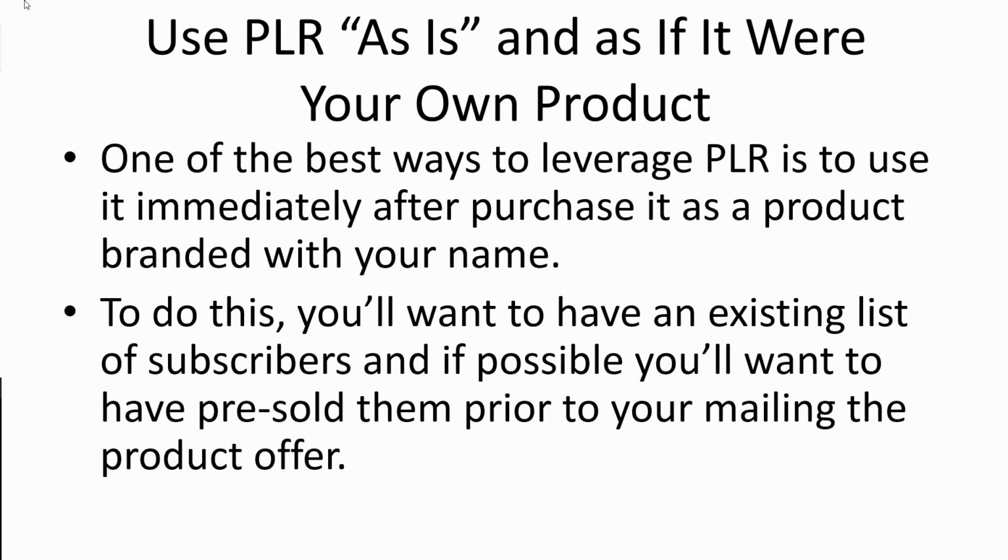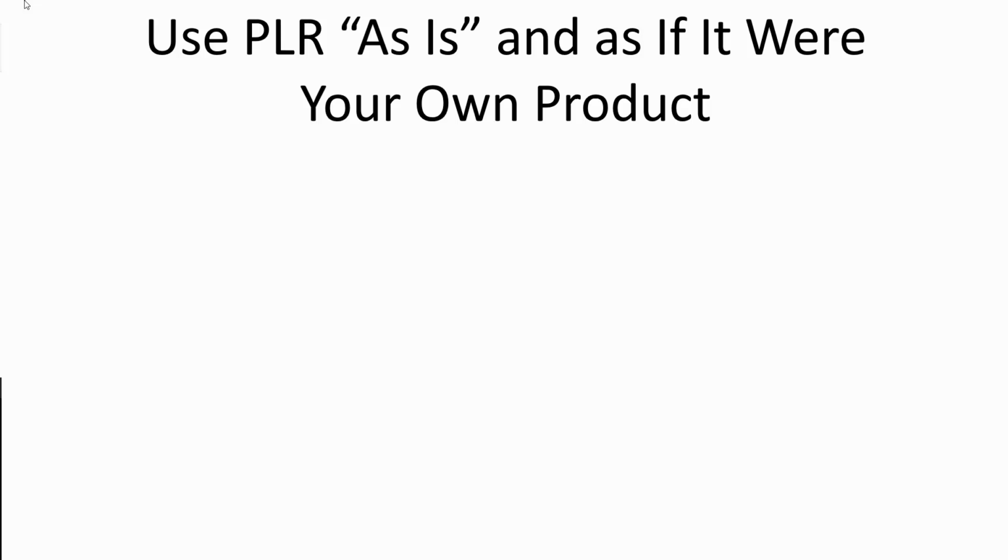And of course, to do this, you're going to want to have an existing email marketing list. You need to have some subscribers already. And if possible, you're going to want to have gone through the pre-sale process. You're going to want to have told your email marketing list days ahead of time that a product is coming about a certain subject matter, and you're going to start to describe how this product is going to meet their needs and solve some of the problems that maybe they're having, or even help them to accomplish some of the goals that you already know they have.